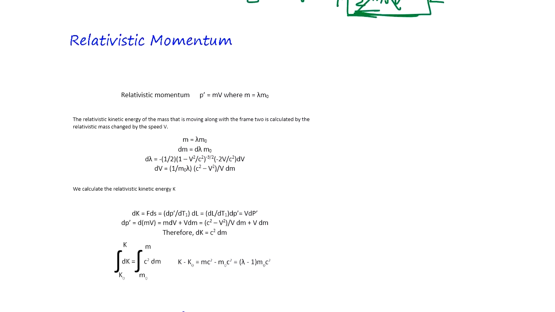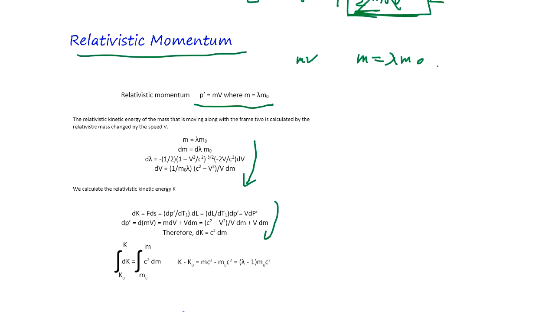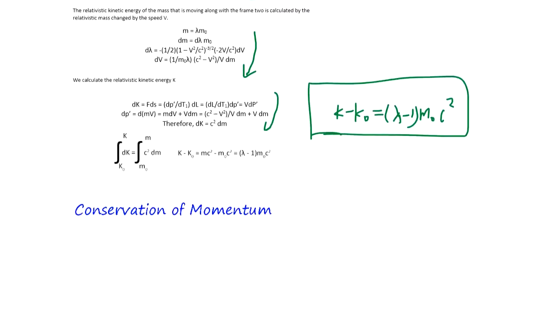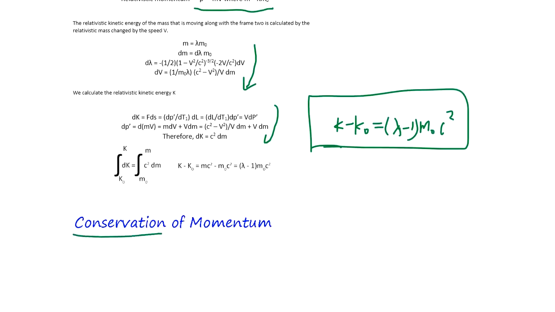So, relativistic momentum. In relativity theory, the momentum definition is expanded. The momentum used to be mv, now m is lambda m0, right? So going through some math manipulation, we get k minus k0 equals lambda minus 1 times m0 c squared. So the momentum becomes like energy. So conservation of momentum is actually conservation of energy.